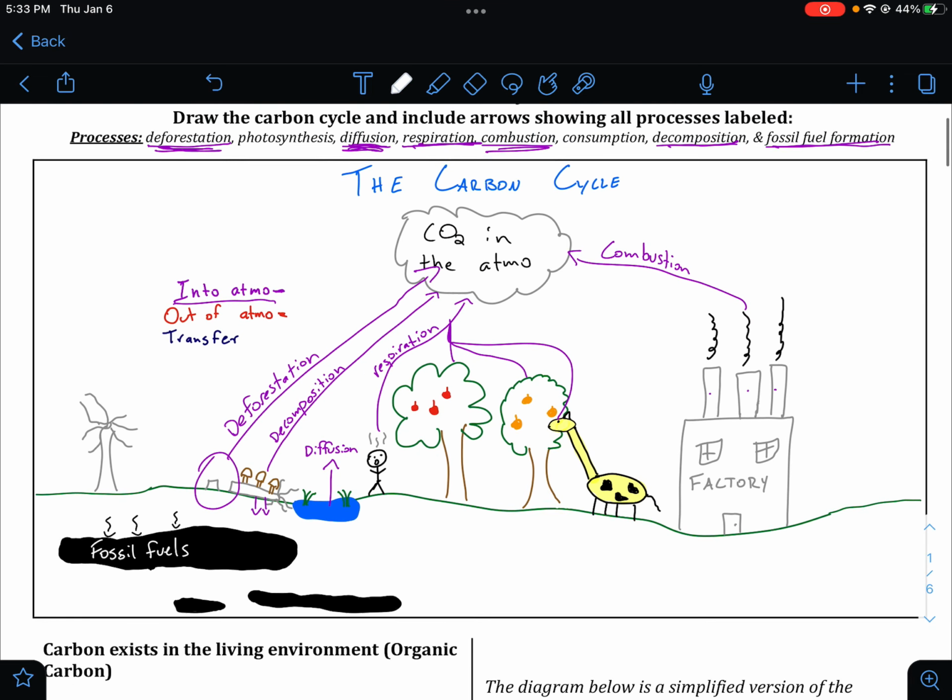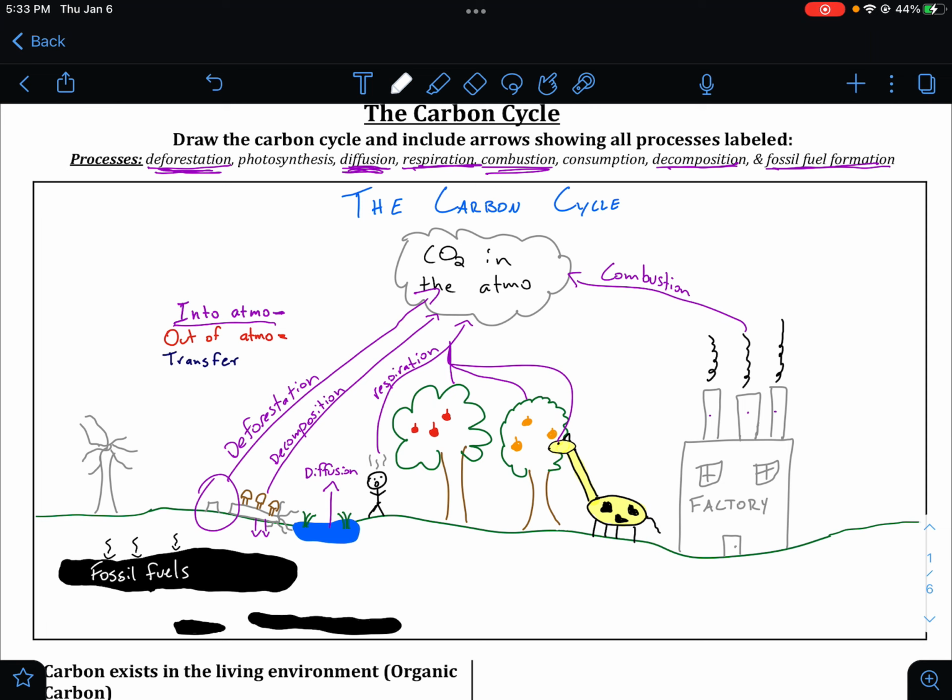So that's what our carbon cycle looks like so far. In the next video, we're going to go through things that are removing carbon from the atmosphere, and then maybe take a look at which one there are more of. And we'll talk about transfers then too.